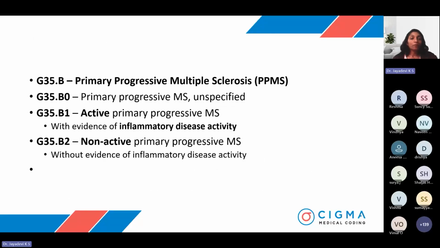And G35.B, primary progressive multiple sclerosis. This can again be divided as G35.B0, B1, and B2. That is primary progressive MS unspecified, active primary progressive MS, and non-active primary progressive MS. So for primary progressive MS unspecified, you can use G35.B0. B1 is for active primary progressive, and B2 is for non-active primary progressive multiple sclerosis.